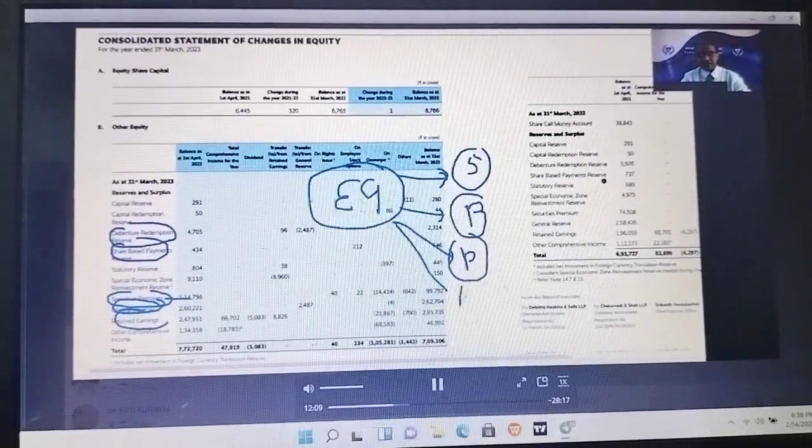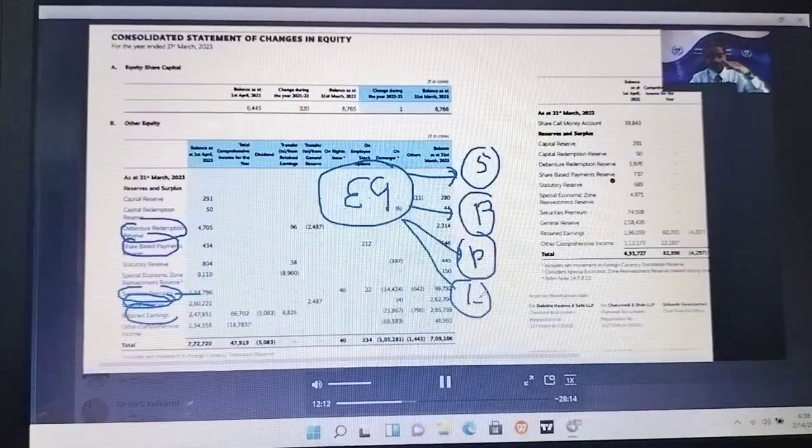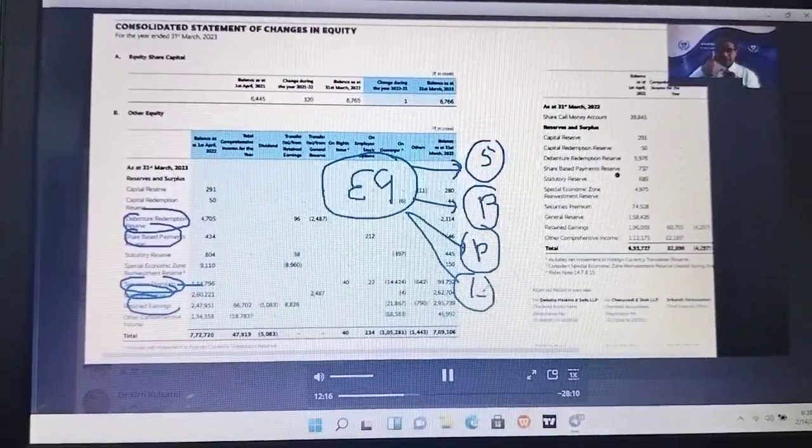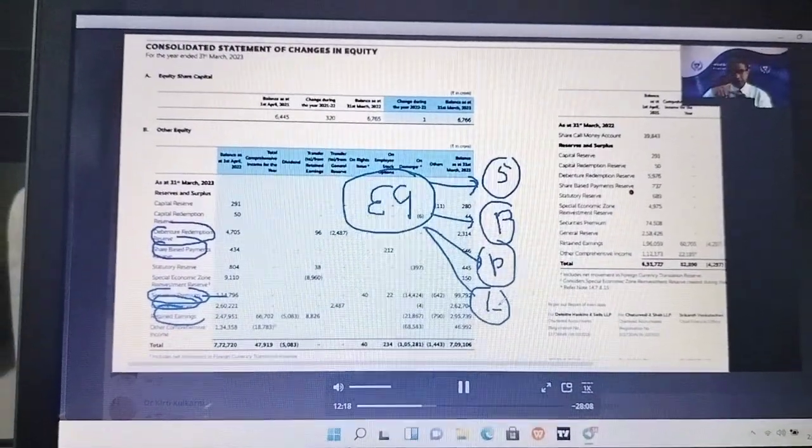If there is a loss, what happens? It is showing that annual equity goes down. So if there is a profit, equity goes up. If there is a loss, owner's equity goes down.